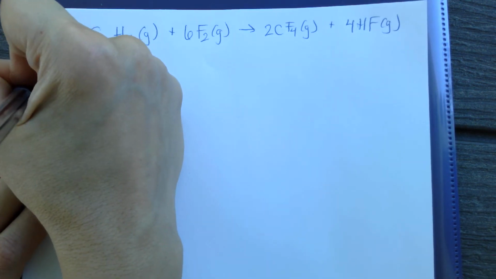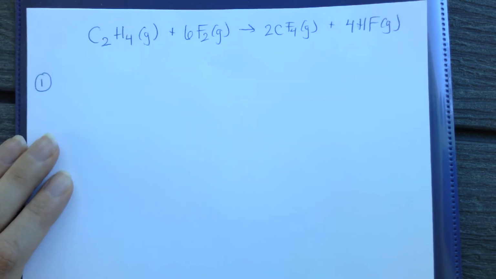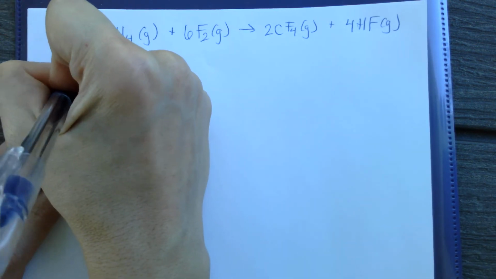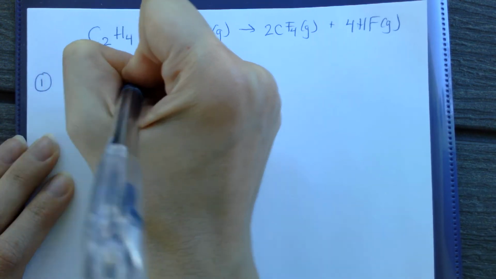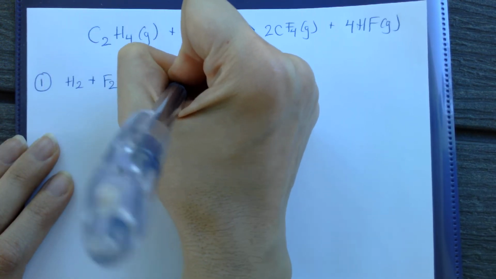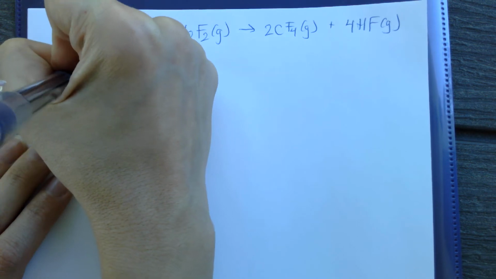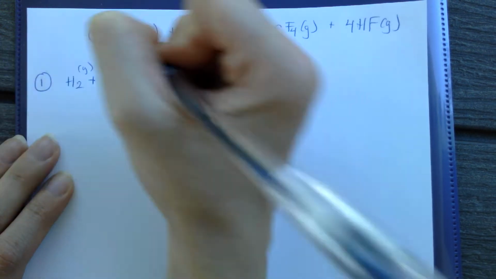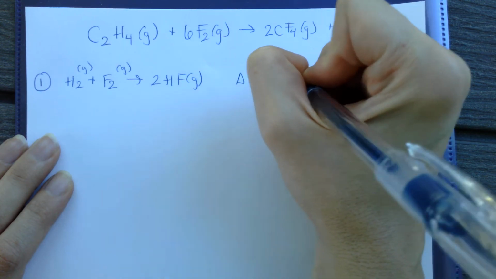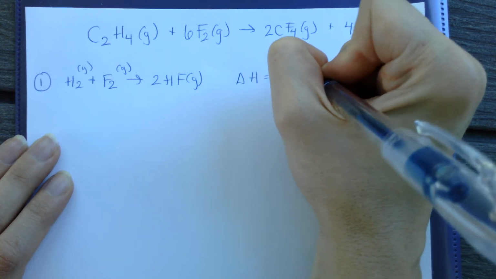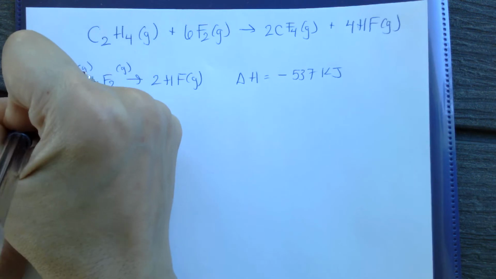To do that, we're going to use the following three reactions. We have H2 plus F2 to yield 2HF gas. I do apologize, those are in the gas phase. Okay, so the enthalpy of this first reaction, delta H, is equal to negative 537 kilojoules.